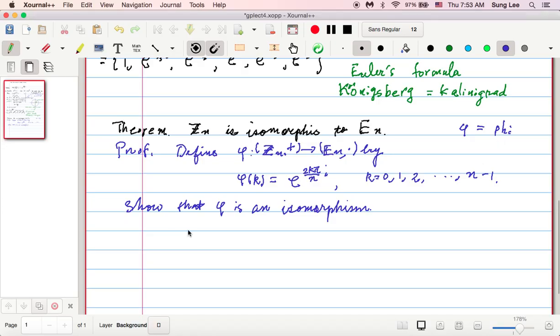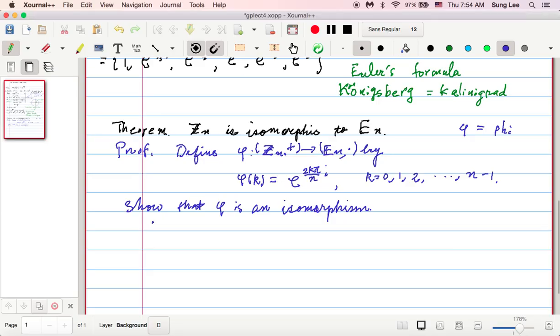So that's why I'm pronouncing it this way, although a lot of folks, especially Americans, pronounce it differently. Anyway, so we're gonna show the following.